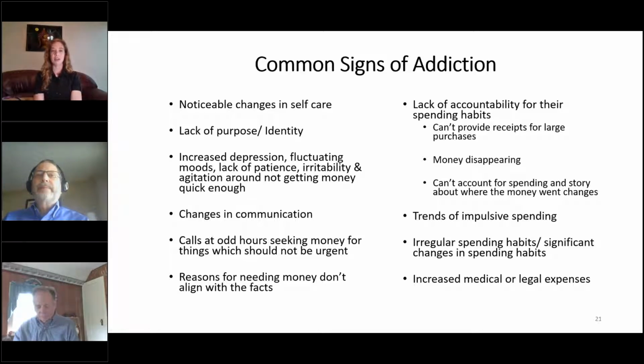So again, you might get calls at odd hours. The reasons for needing money don't seem to align with the facts. There's a lack of accountability for their spending habits, so they can't really provide receipts for large purchases. You notice massive amounts of money disappearing that they can't really account for.